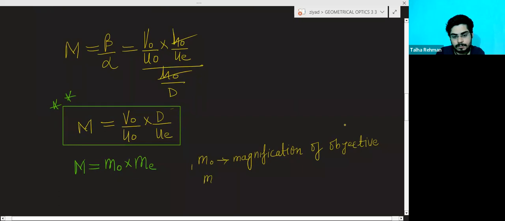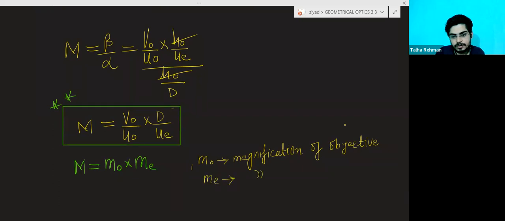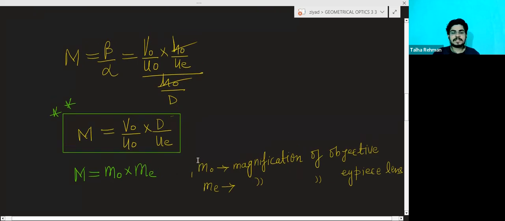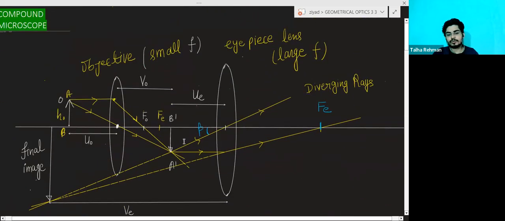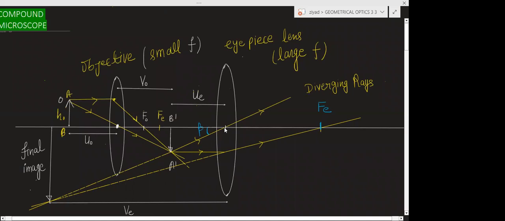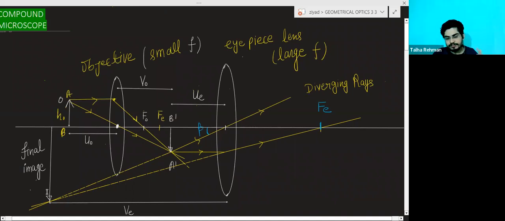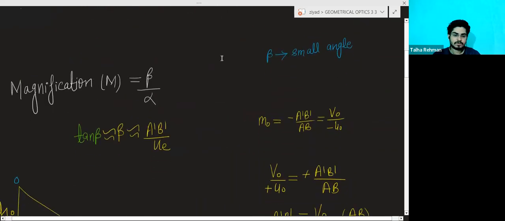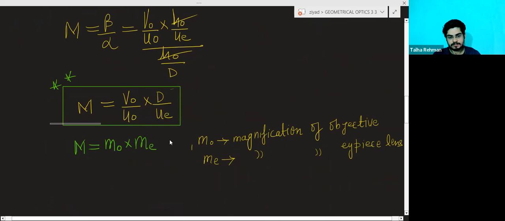And ME is the magnification of the eyepiece lens. But why have I written D by UE as the magnification by the eyepiece lens? Because the eyepiece lens here is working as a simple microscope. Because this image is in between the focus and the optical center of this lens, and the image is forming somewhere here, that is a virtual image. So basically, the eyepiece will work as a simple microscope in the case of the compound microscope. And what is the magnification of a simple microscope? D by UE. So that is why we have written D by UE as ME.